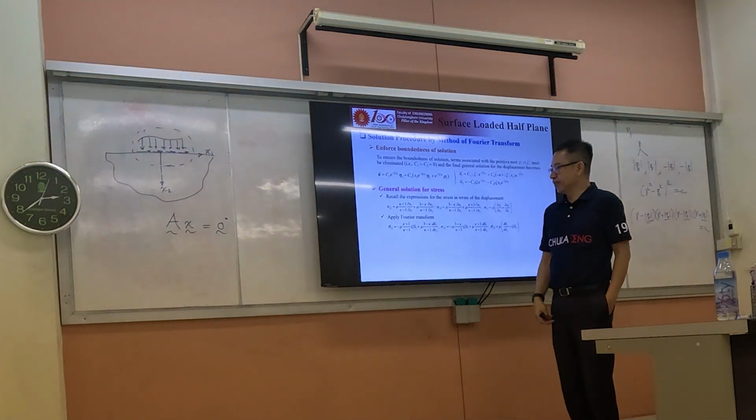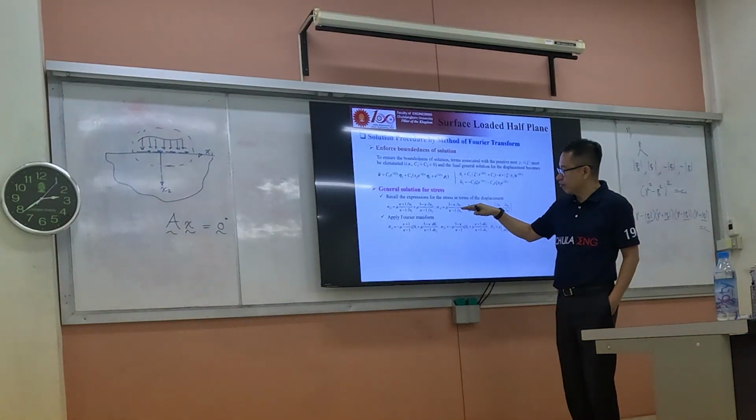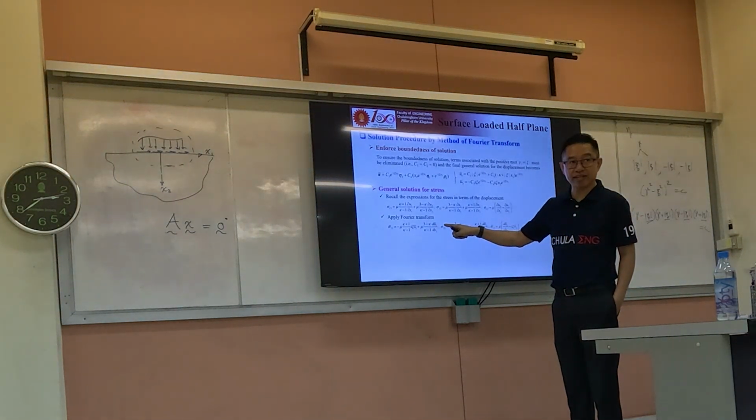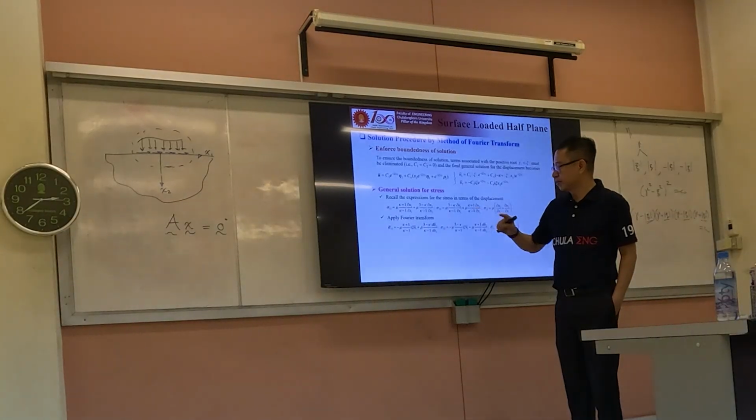I apply the Fourier transform to the first equation, I will get this. Apply the transform to the second equation, I will get this. Sorry, I forgot the bar here. Can you add the bar there? So this should be sigma 2, 2 bar.